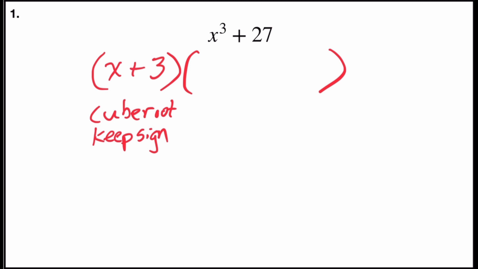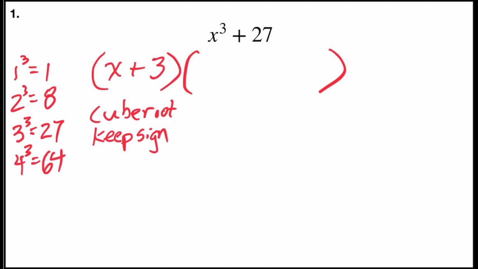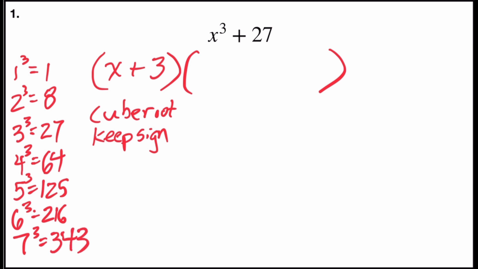Now, how did I know that the cube root of 27 is 3? Well, it will benefit you to have at least the first 7 or so cube numbers memorized. So 1 cubed is 1. 2 cubed, 2 times 2 times 2, is 8. 3 cubed, 3 times 3 times 3, is 27. 4 cubed, which is 4 times 4 times 4, is 64. 5 cubed is 125. 6 cubed is 216. And 7 cubed is 343. We have a video on the Math Dogs channel that can help you memorize your cubed numbers if you need. Just search it and look it up.